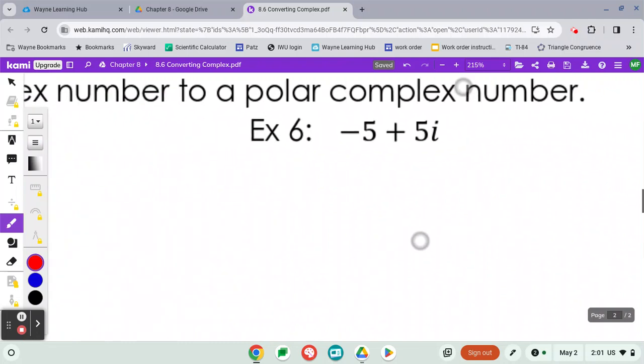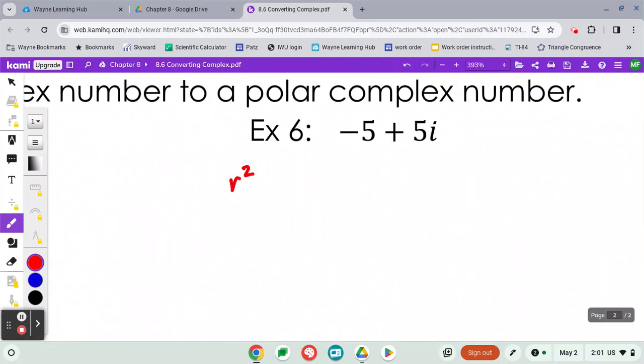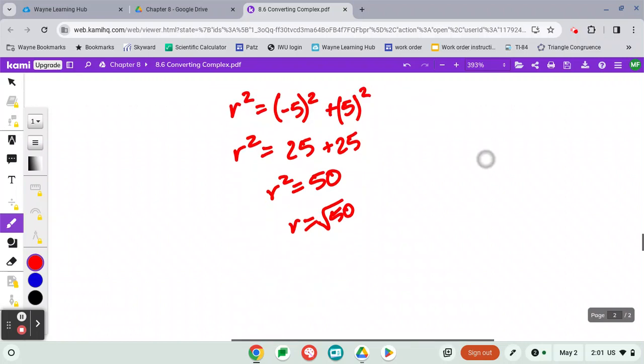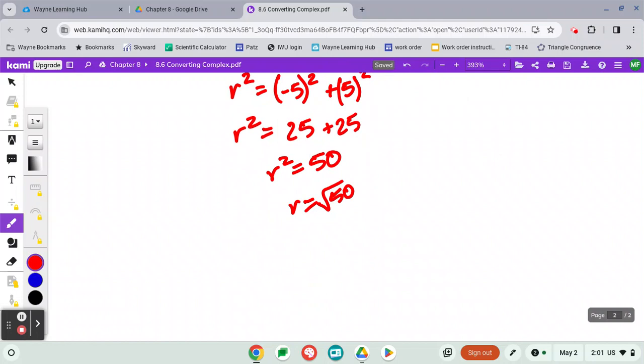All right, once again, start it off, find your R. And here we get 25 plus 25. So R squared equals 50. That means R equals the square root of 50. Some of you might be able to do this by now and see that it was 25 and 25, so you might know the connection. If not, we can break it apart, right? I have a pair of 5s, right? So 5 square root of 2, that is what R equals.